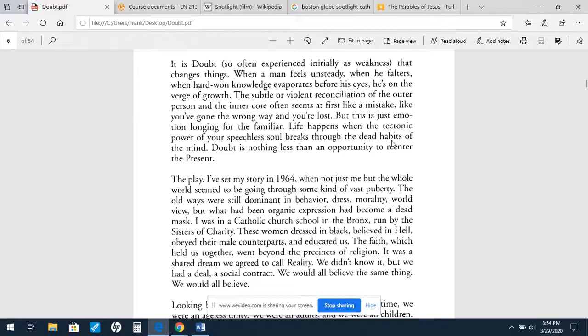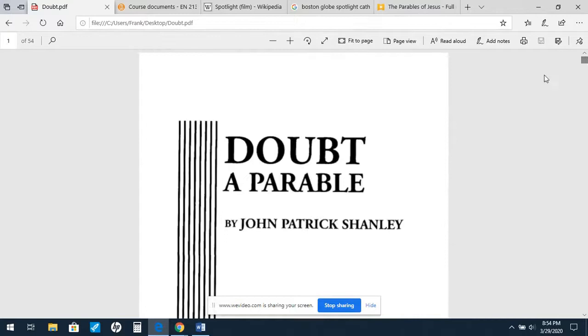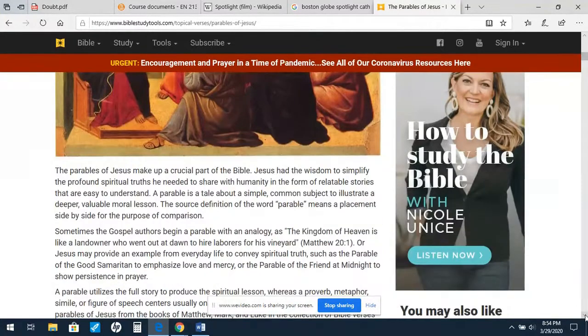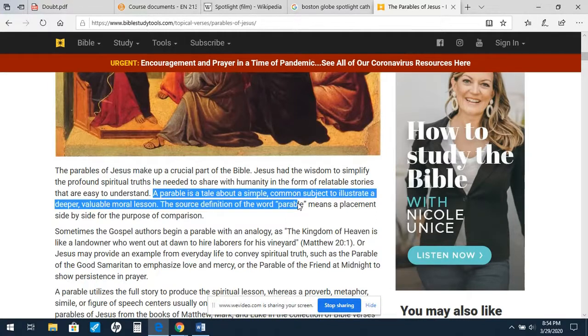The last thing I want to say, just as a preview of things to come, is go back up. We see that the play title is Doubt, a Parable. And parable was Jesus's main mode of teaching. The parables of Jesus make up a crucial part of the Bible. This I'm just getting from this website here. Jesus had the wisdom to simplify the profound spiritual truths he needed to share with humanity in the form of relatable stories that are easy to understand. A parable is a tale about a simple, common subject to illustrate a deeper, valuable moral lesson. The source definition of the word parable means a placement side by side for the purpose of comparison.